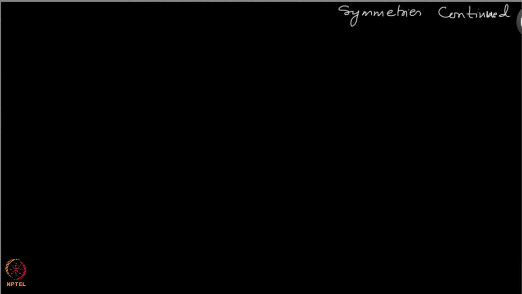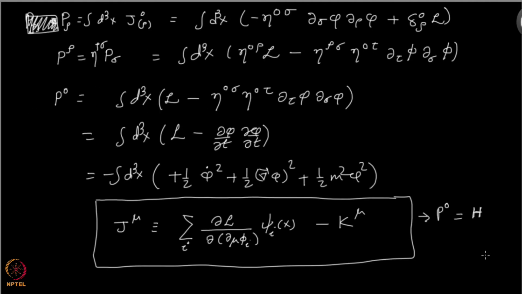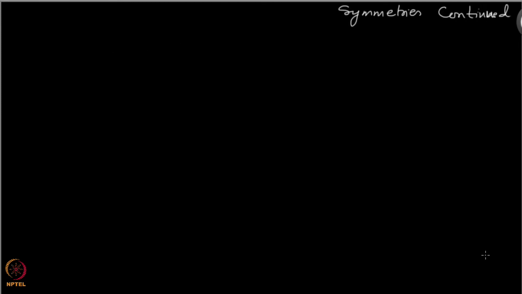Let us continue our discussion on symmetries. Last time we were discussing the translation symmetry. Let us go back and see. We had found the corresponding current J mu for space-time translations, and also the corresponding charges which give you the momentum. Okay, so let me summarize here.